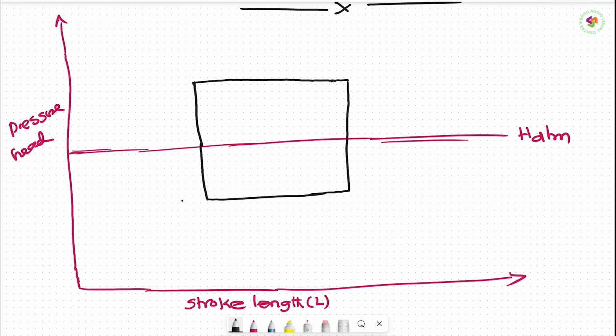So this part is HS. This is HD. This is the ideal indicator diagram. This is below atmospheric pressure. This is above. Then what we have done, we have superimposed the acceleration pressure head.